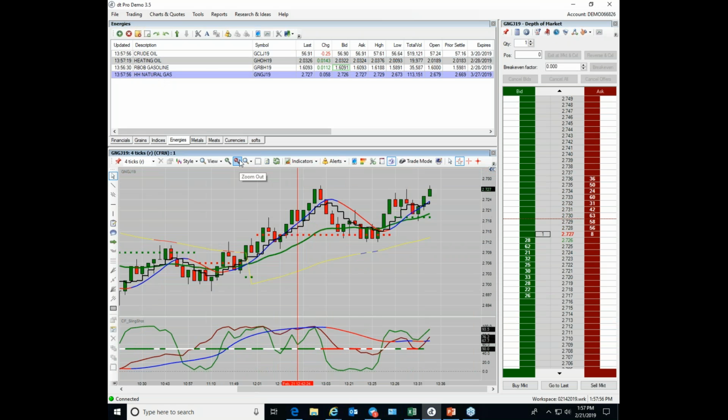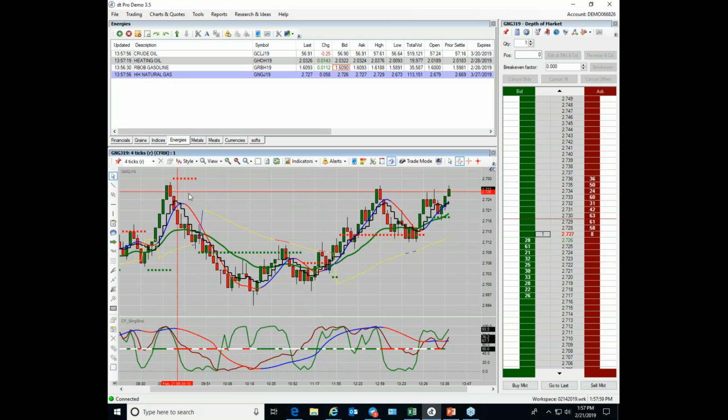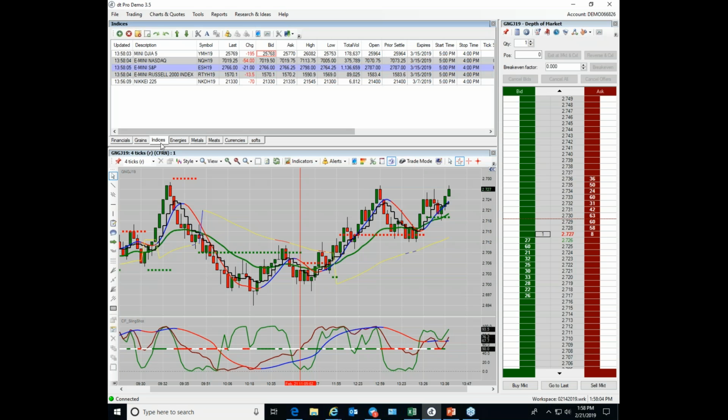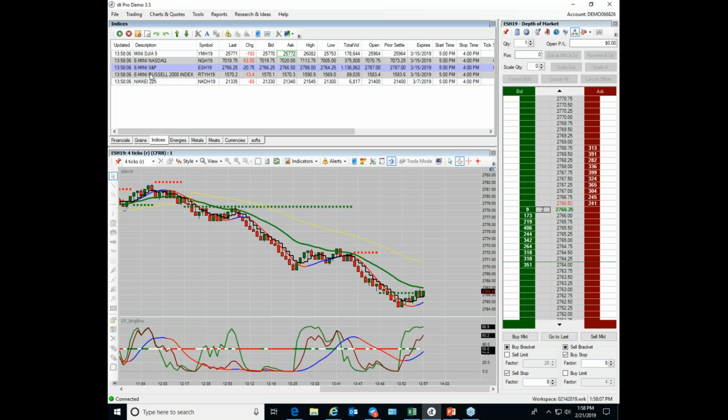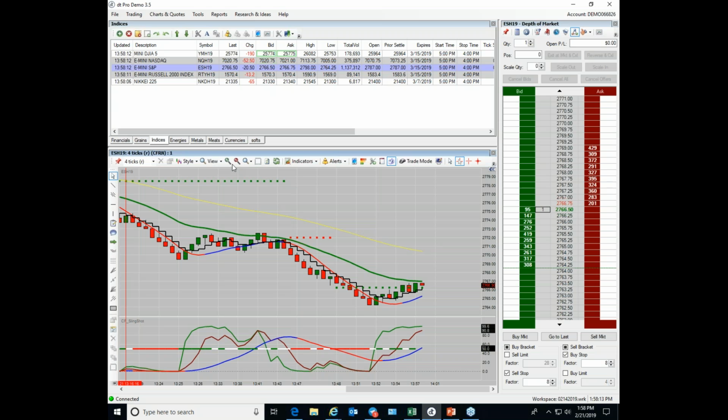Natural gas, 1, 2, 3. If we get above this high, we'll look at getting long. But right now, nothing. Still hanging around here. So we're doing nothing there.